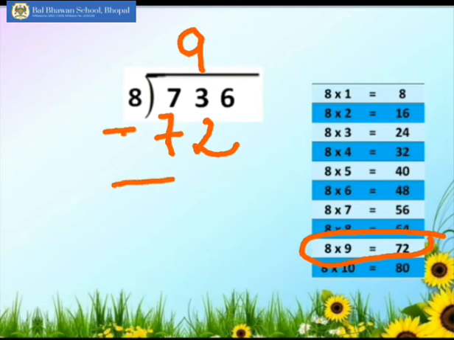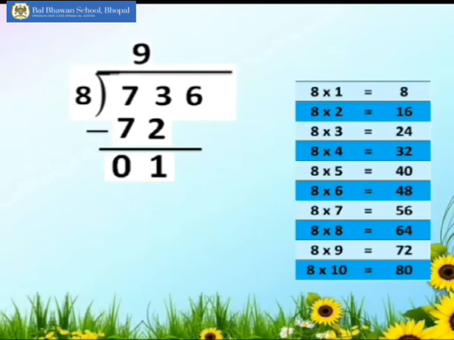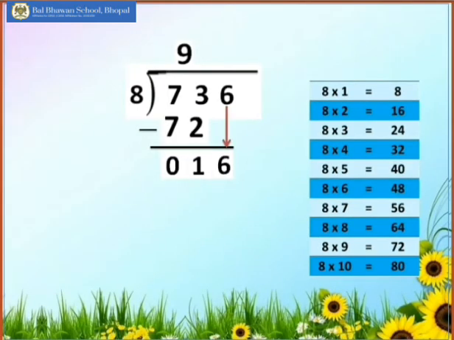Now children, we will subtract it. So 3 minus 2 is 1 and 7 minus 7 is 0. Now we will bring down 6, which is given at the ones place. Now children, the remainder, that is 1, and the brought down digit, that is 6, form a new number, a new dividend, that is 16.